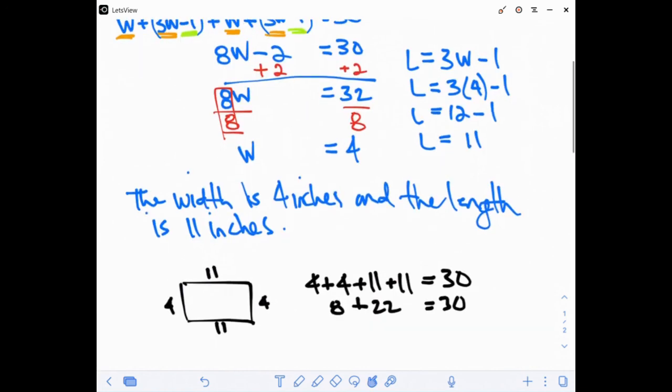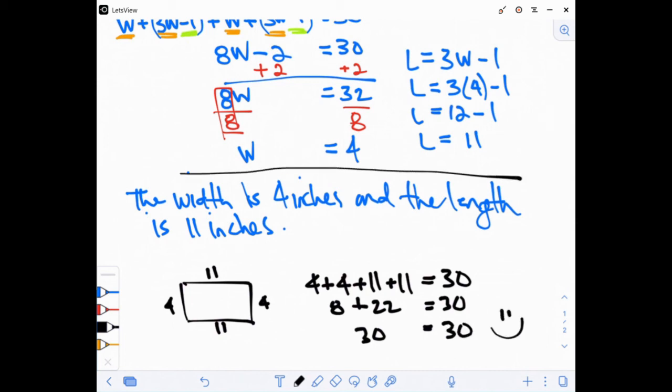Let's give ourselves a little bit more space. And that's 30 equals 30. So we're good. So those are the dimensions. Let's circle it. The width is 4 inches and the length is 11 inches.